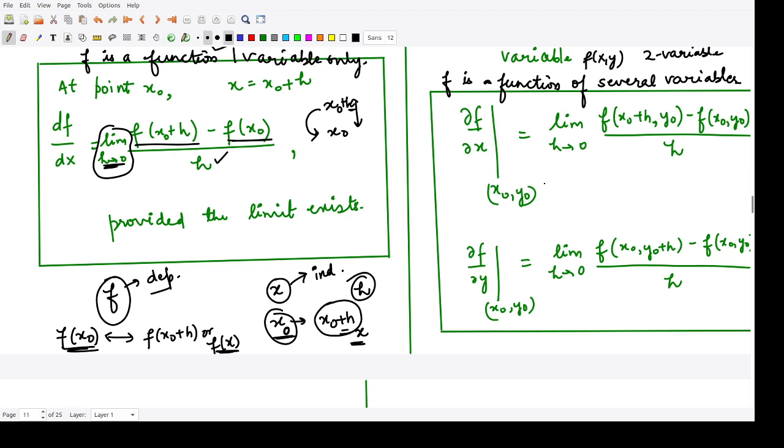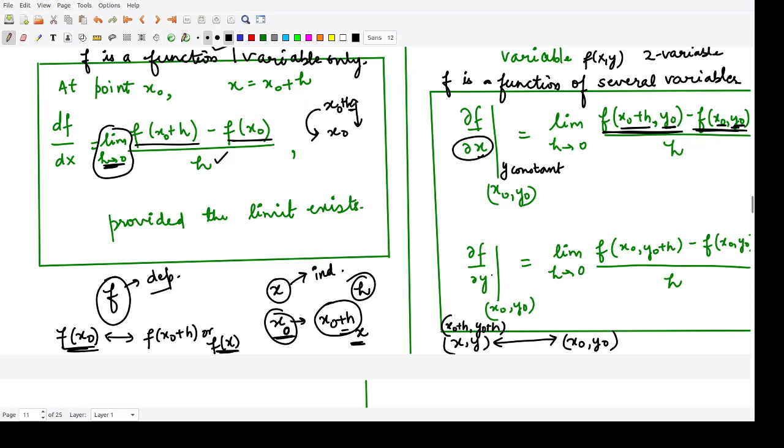So I am saying one point is x comma y, another point is x naught comma y naught. Whenever the distance between these 2 points is very small, that means h is very small. So this point is represented by x naught plus h, and the point y is represented by y naught plus h. Whenever this distance is tending towards 0, we see what is the difference in the function. So whenever you calculate the partial derivative with respect to x, you keep y as constant, the other variable as constant. That means we are not changing y at all, we are only changing x.